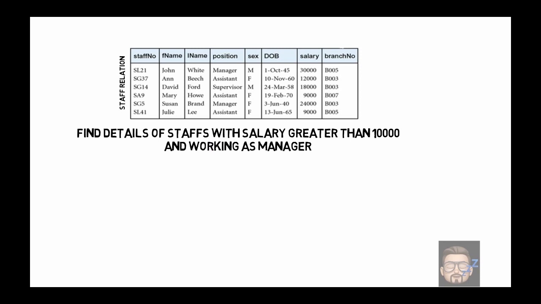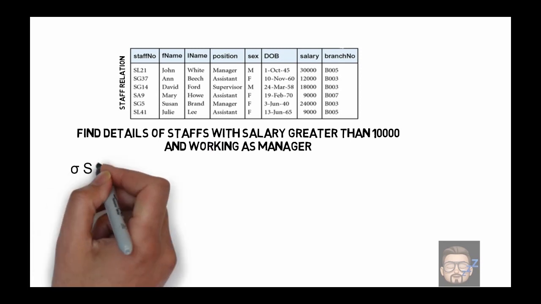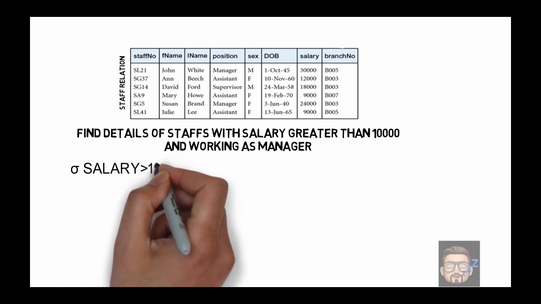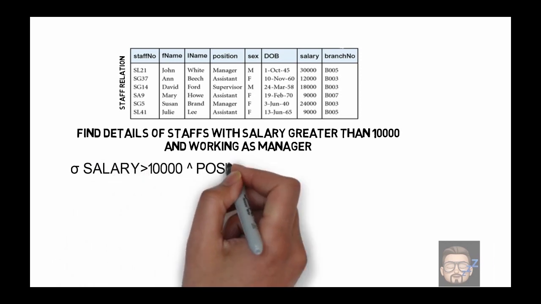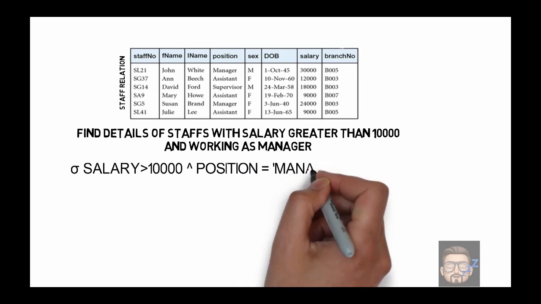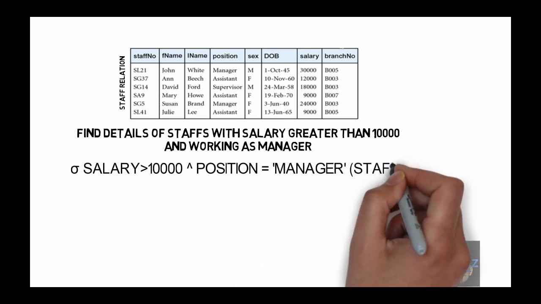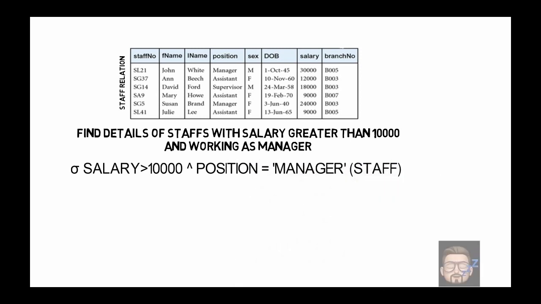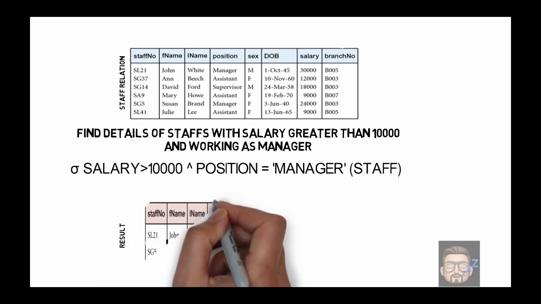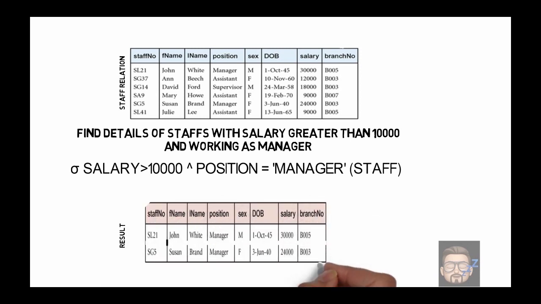If you take a look, the logical condition here is AND. So how can we do it in relational algebra would be selection by using sigma, salary greater than 10,000 as our first condition, and logical condition. And the second condition is position equals to manager, from which relation? Staff. And based on the result, this is what you will get.